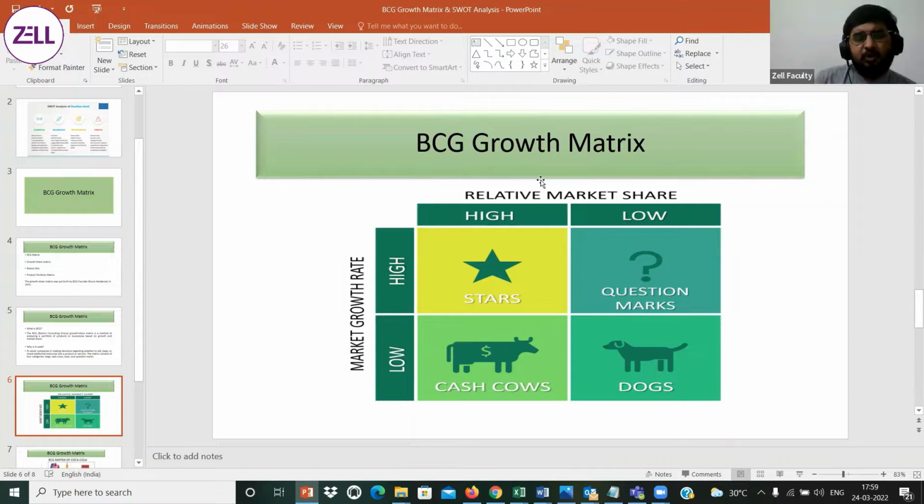Initially, when Mr. Bruce Henderson devised this matrix, he thought that a market growth rate of over 10% was a high growth rate. But see, as I told, that was 50 years ago. Today, even in an industry where there is a 5 or 6% growth rate, we can call that the market is growing at a very high speed. Jio is a very perfect example of a star. For Reliance, Jio is a star. Its market share is high and its market growth rate is also phenomenal.